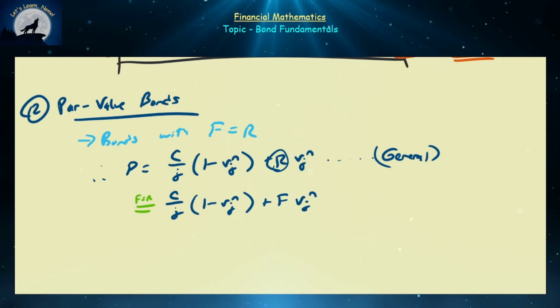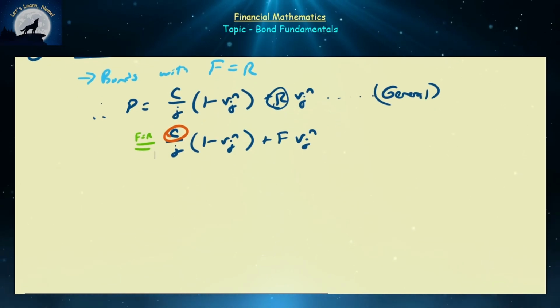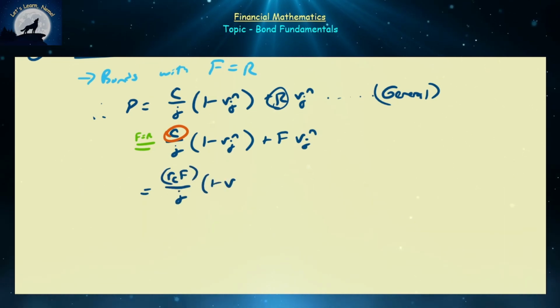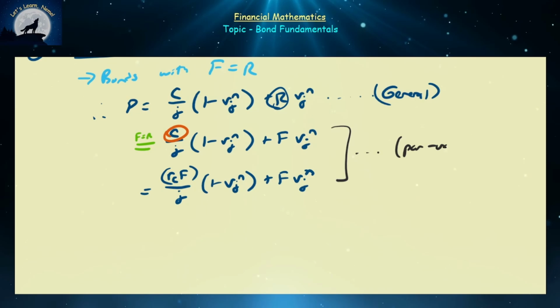But keep in mind, C is also calculated with respect to F as well. So this is going to be equal to RCF all over J times 1 minus nu J to the power of n plus F times nu J to the n. Right, so this is for par value bonds. You could factor out an F here, but nothing really special is going to happen.